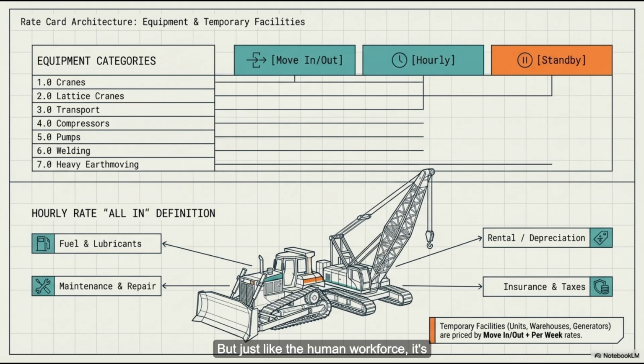Right. But just like the human workforce, it's the specific billing rules in the notes that reveal the underlying strategic logic here. Always look at the notes. And at first glance, the rules for equipment seem completely contradictory to me. Well, this raises an important question, right? They do seem counterintuitive until you understand the incentive structure. Okay, so let's look at note 1. Go ahead. It dictates that the hourly rates for the equipment are all in. All caps, all in. Meaning the rate must cover every single item of expense. Fuel, lubricants, maintenance, repair, rental, insurance, and taxes. Right, so the machine is treated as a fully independent economic unit.